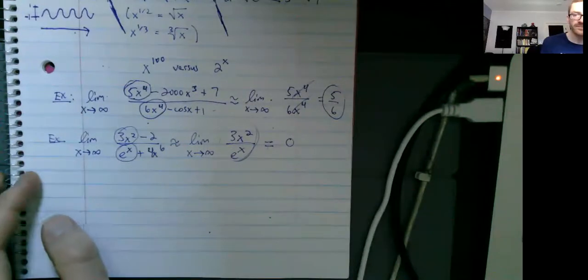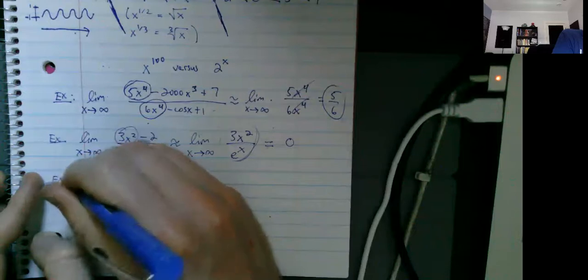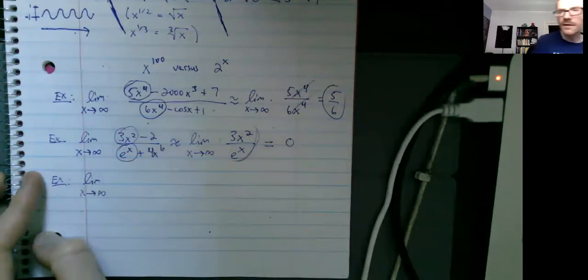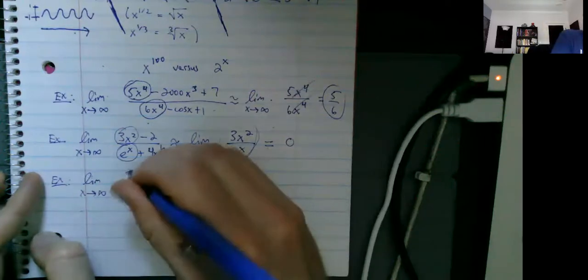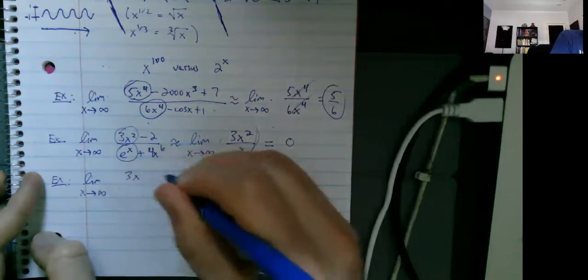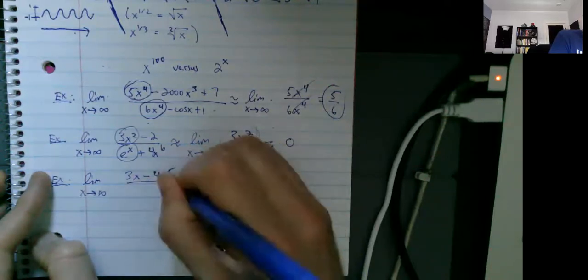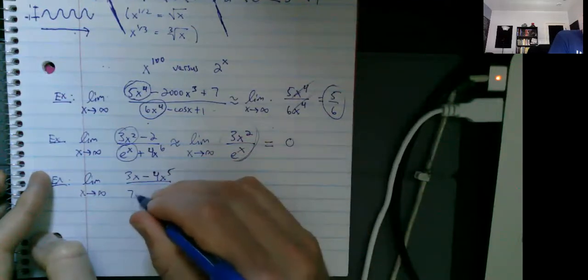Let's try the limit as x goes to infinity of 3x minus 4x to the 5th over 7 cosine of x plus 2x to the 100.